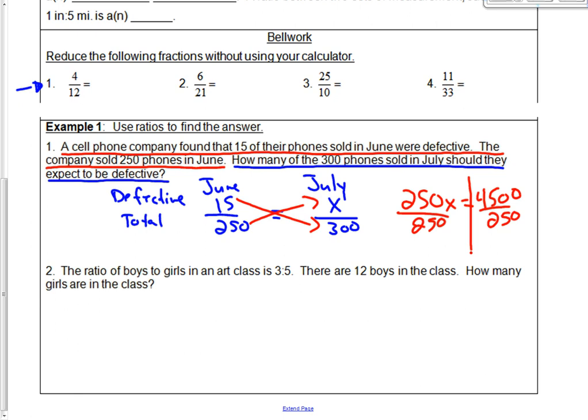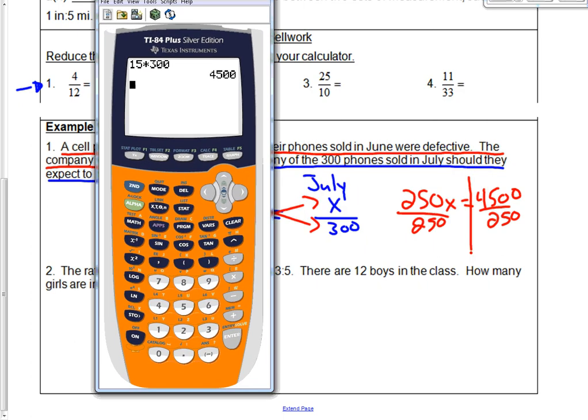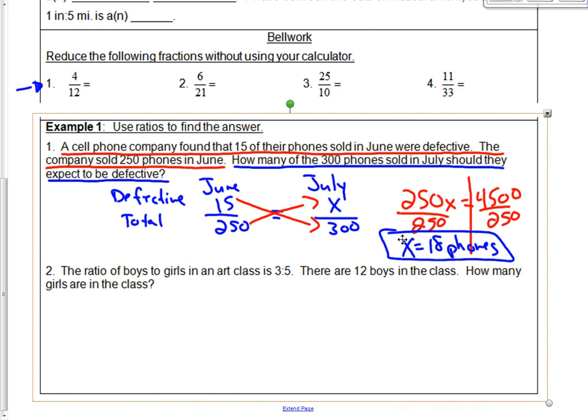All right, now you can go to your calculator to do that. So 4,500 divided by 250. Okay, you get 18. So we would expect 18 phones to be defective. All right. So again, another way you can look at that is, again, just think about it. It's two separate scenarios. It's a really good indication that we're dealing with a proportion.